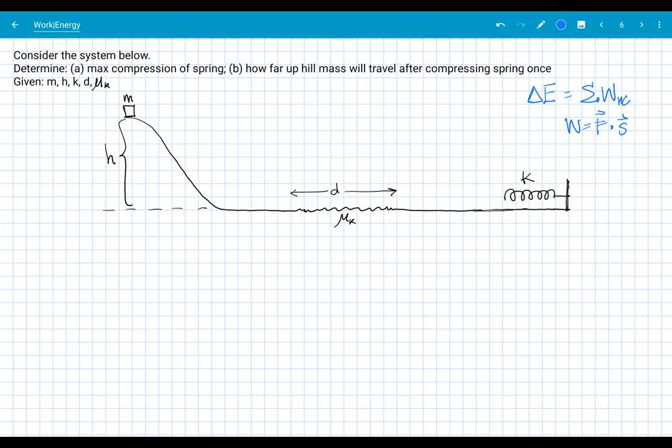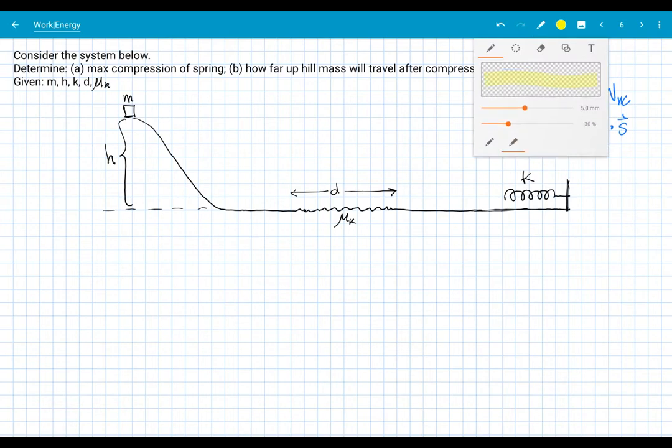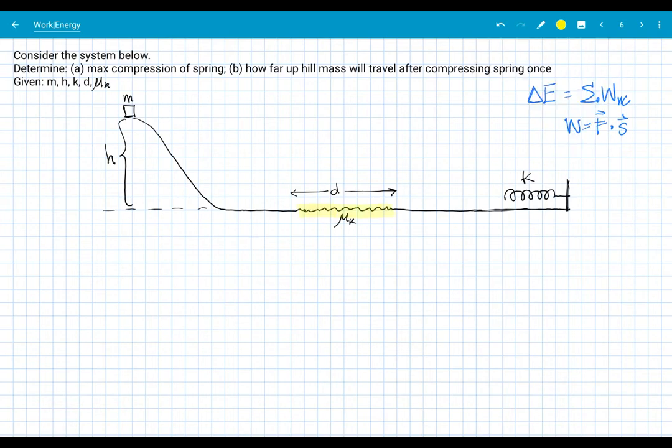So check it out. We've got this object just on the top of a hill here, height h, that's given. And then it's going to slide down. What we're assuming here is that this is all a frictionless interface, except for this one frictiony patch. So this one frictiony patch in here, we've got friction right in there. Apart from that, we don't.